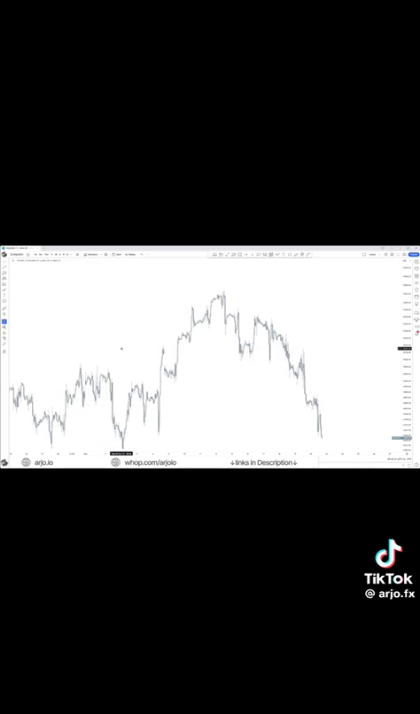Now, really quick before we get started as well, we are talking about tops and bottoms that hold. In other words, intermediate term highs and intermediate term lows. So it all connects together.